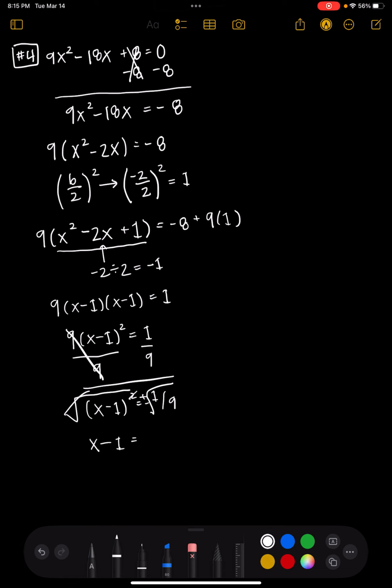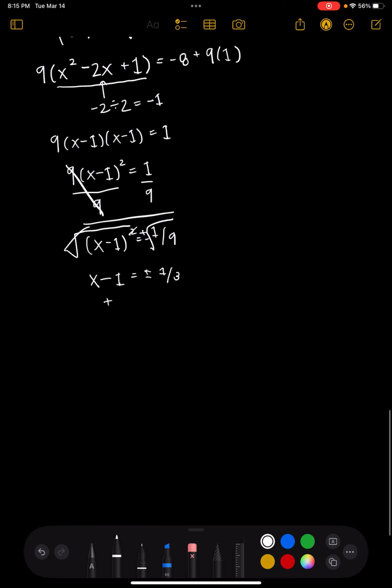The reason why it gives you 1/3 is because when you square root a fraction, it's square rooting the top and square rooting the bottom. So the square root of 1 is 1, and the square root of 9 is 3, which makes it plus or minus 1/3. Okay, then the last step, if I want to get x by itself, I'm going to add 1 to each side.